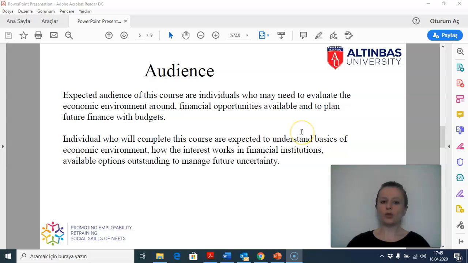The expected audience for this course are the individuals who might need to evaluate the economic environment that they are surrounded by, the financial opportunities available, and the ones who need to plan future financial positions with a budget. We expect the individuals who complete this course to understand the basic dynamics of the economic environment, how interest rates work in financial institutions, for example banks, and the available options to manage future uncertainty.